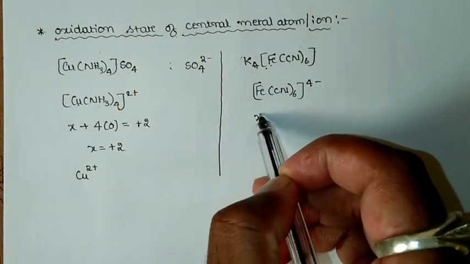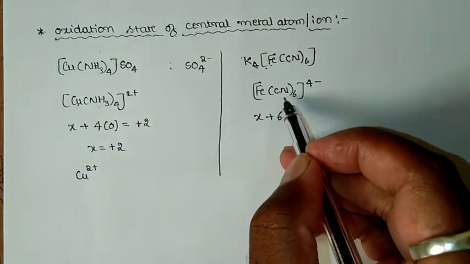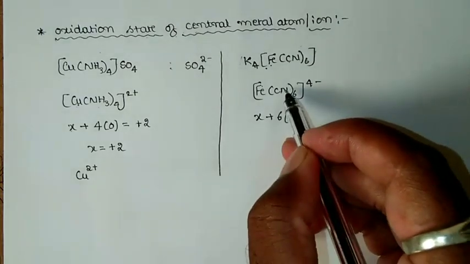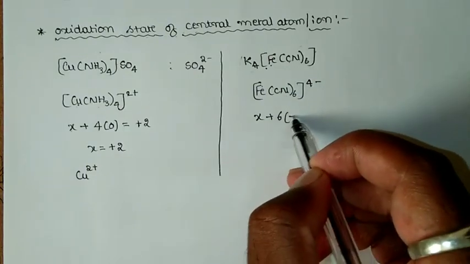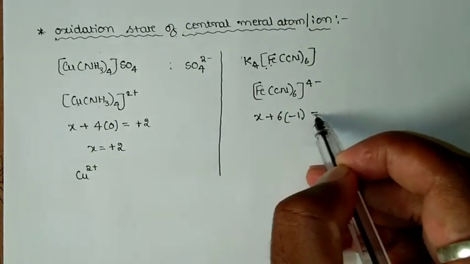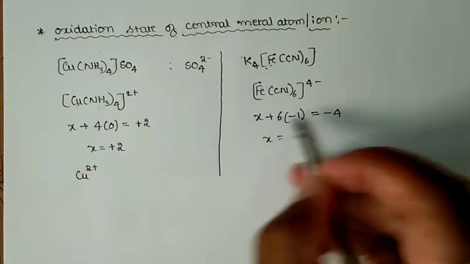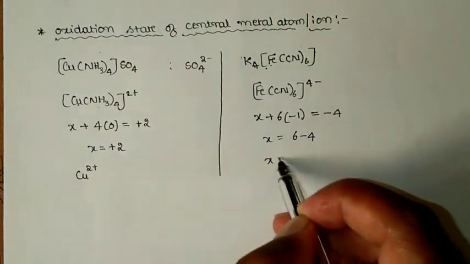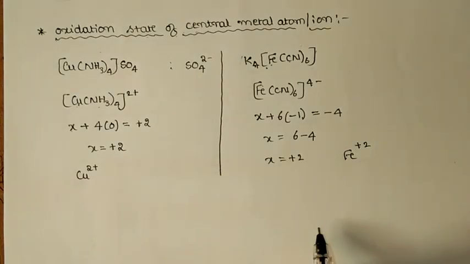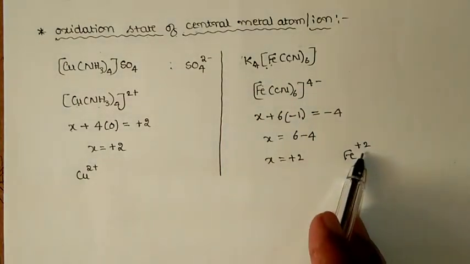So for Fe, the oxidation state is supposed to be determined, plus there are 6 ligands. Cyanide is a monodentate ligand and it is an anionic ligand, so there will be 1 negative charge on each cyanide. So 6 into -1, and no other ligand is present, and this algebraic sum should be equated to the charge on the complex, that is -4. So X is equal to 6 minus 4, so X is equal to +2, that is, iron is present in the 2+ oxidation state. So here it is ferro, since iron is in the +2 state.